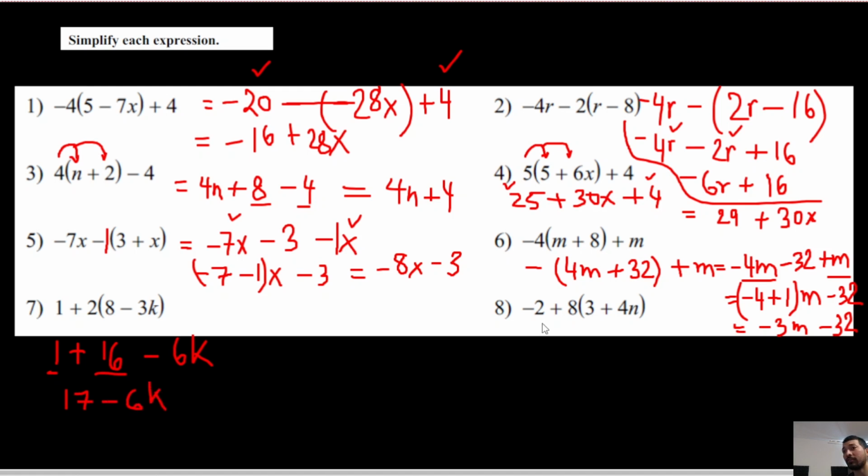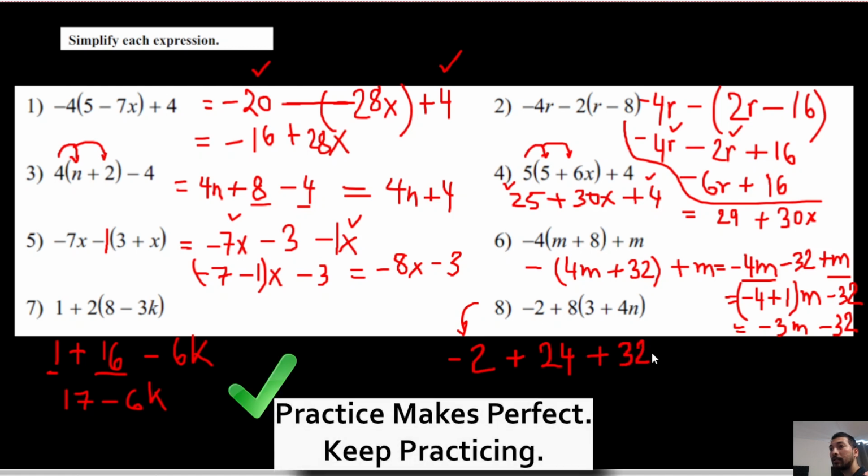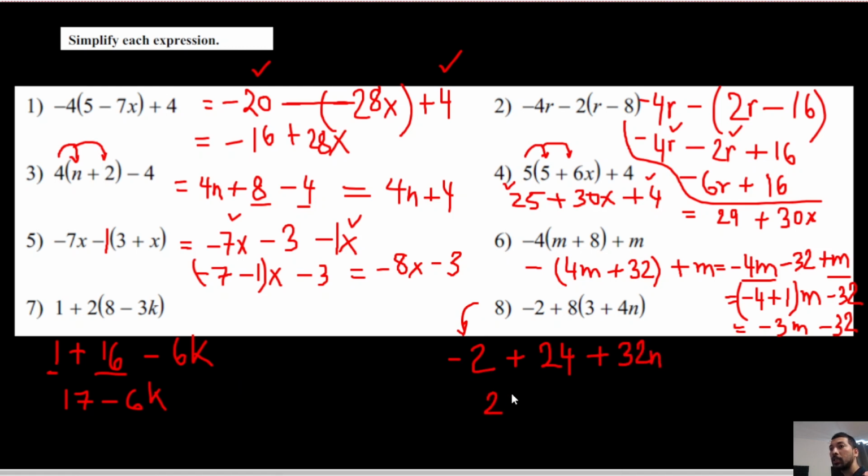Number 8, we have negative 2 plus 8 open parenthesis 3 plus 4n close parenthesis. Now we need to distribute the 8. So we have 8 times 3, that is 24, plus 8 times 4n, that is 32n. In this case, we have negative 2 plus 24, that is 22 plus 32n.